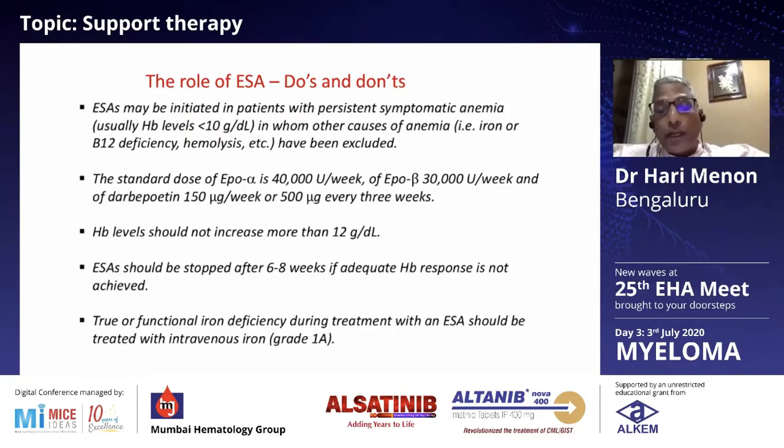Hemoglobin level should not increase more than 12 grams per deciliter. Care should be taken. It should be stopped after 6 to 8 weeks if adequate hemoglobin response is not achieved. More important to understand that, and true or functional iron deficiency during treatment should always be evaluated for.